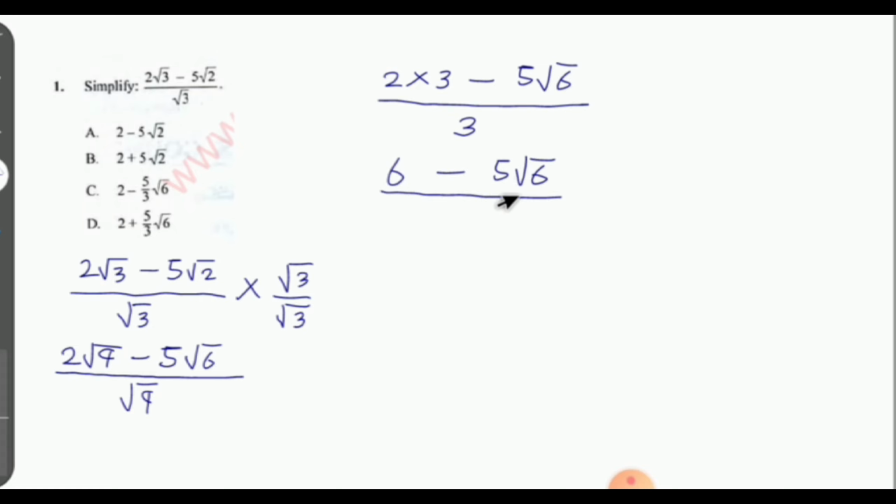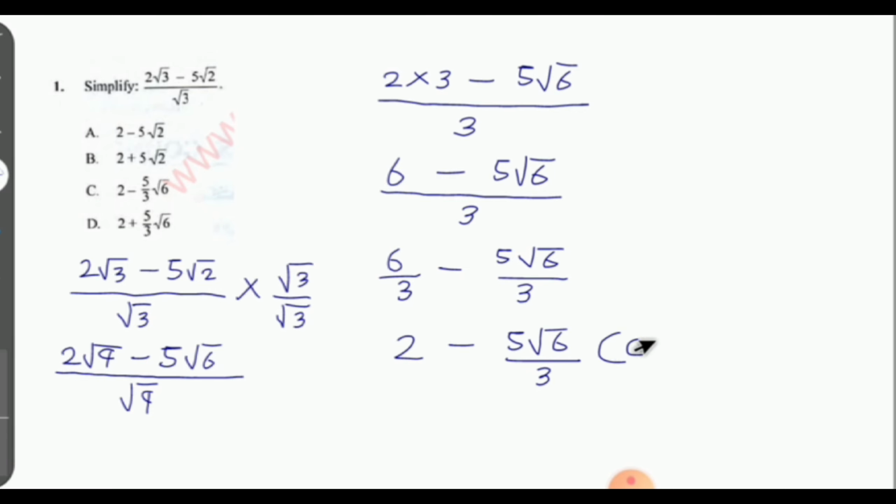Everything all over 3. Now we rearrange this expression in this format. 6 over 3 minus 5 root 6 over 3. 6 over 3 is the same as 6 divided by 3, which is what? 2 minus 5 root 6 over 3. Now this is option C. So option C is the correct answer for this question. So now let's move to the next question.